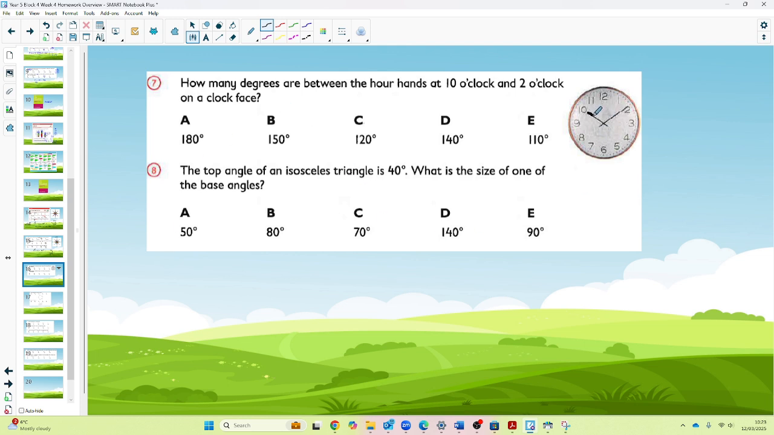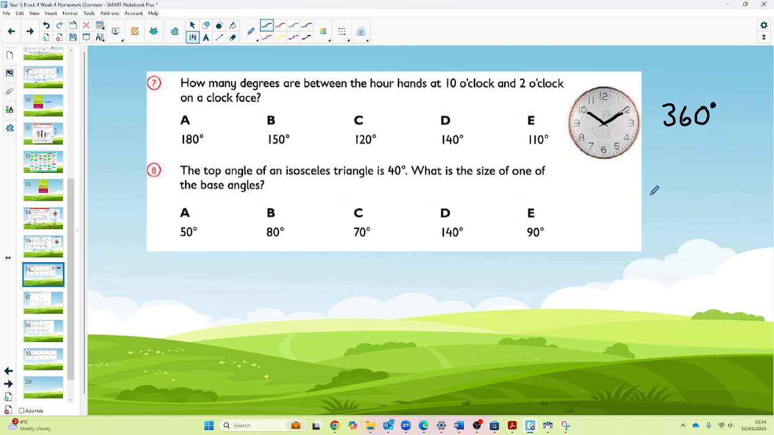So we've got the line pointing towards the 10, and we've got the line pointing towards the 2, or the hands pointing towards the 10 and the 2. One of the things to know here is that a full rotation all the way around the clock is 360 degrees.